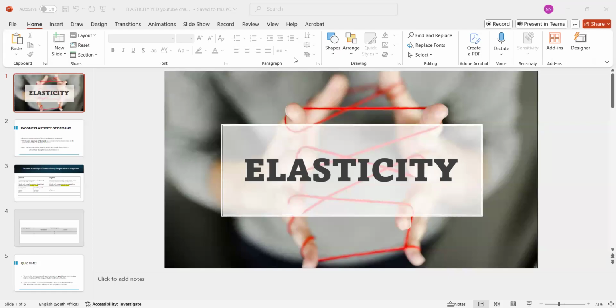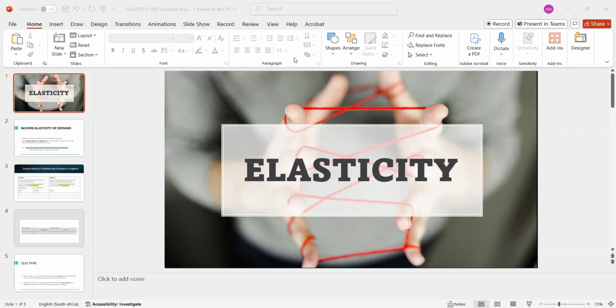Hi guys, we're still doing elasticity. So we've done two types of elasticity so far, the price elasticity of demand and the price elasticity of supply. Now we're doing the income elasticity of demand.